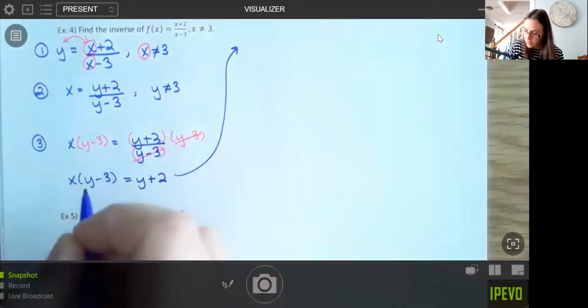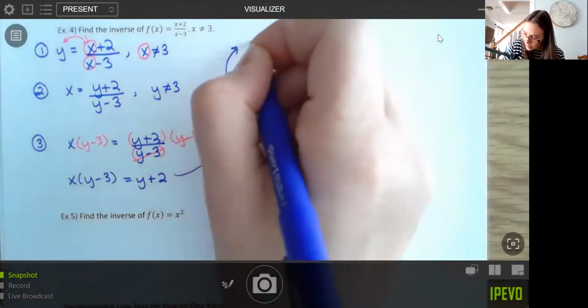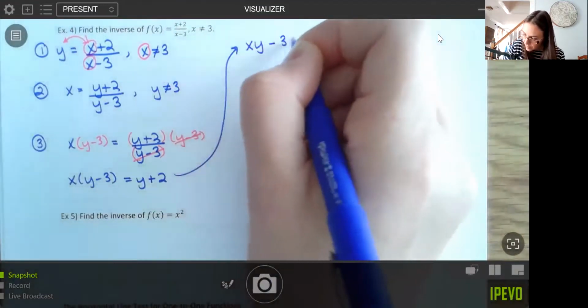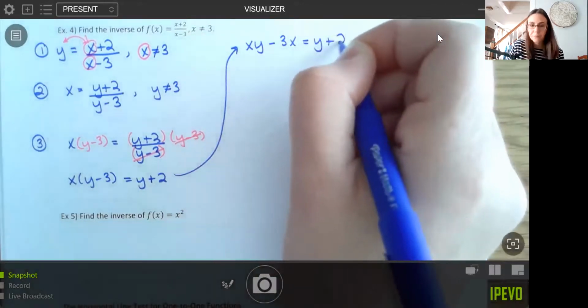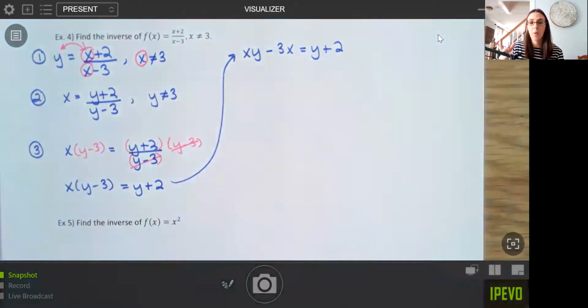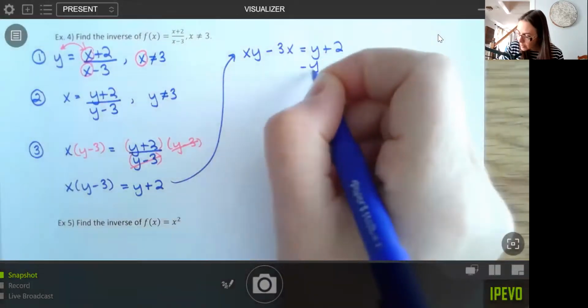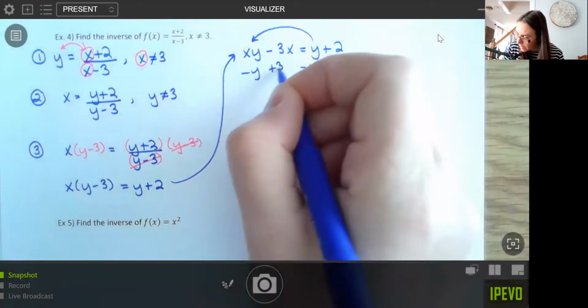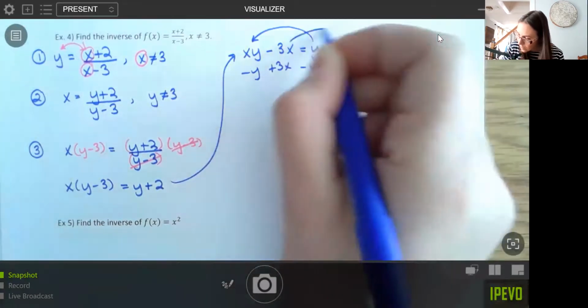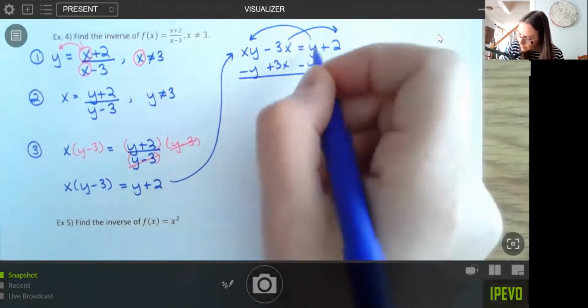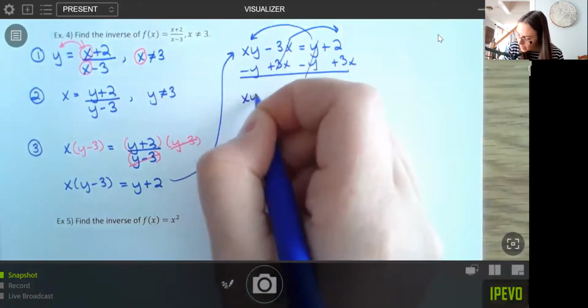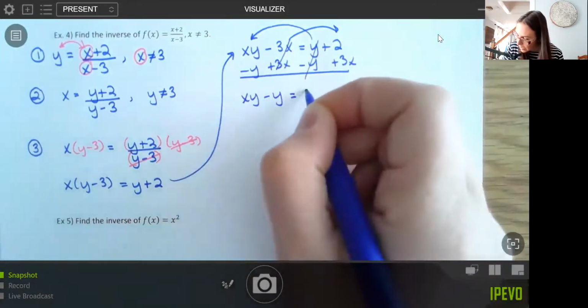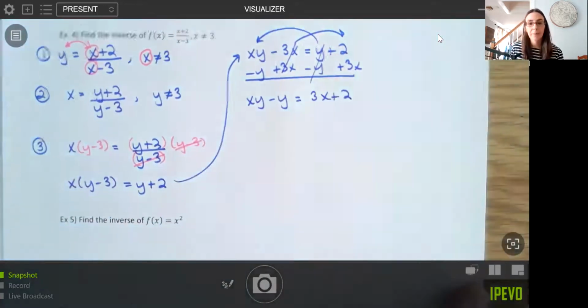I'm going to go ahead and distribute this on the left side. So I have x times y minus 3x equals y plus 2. I do want to solve for y. So what I'm going to do is move everything with a y to the left side and everything without a y to the right side, just so I can start organizing myself a little bit here. So this one's going to come over here, and then that 3x is going to go on the other side. So I have xy minus y on the left, and then 3x plus 2 on the right.